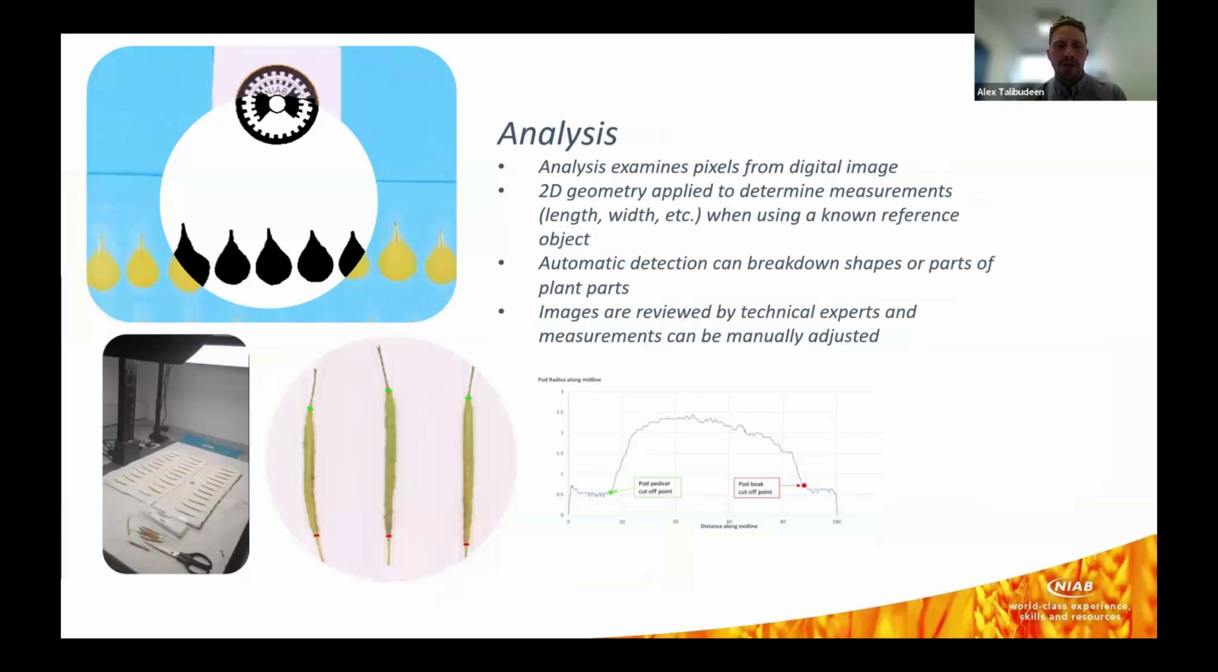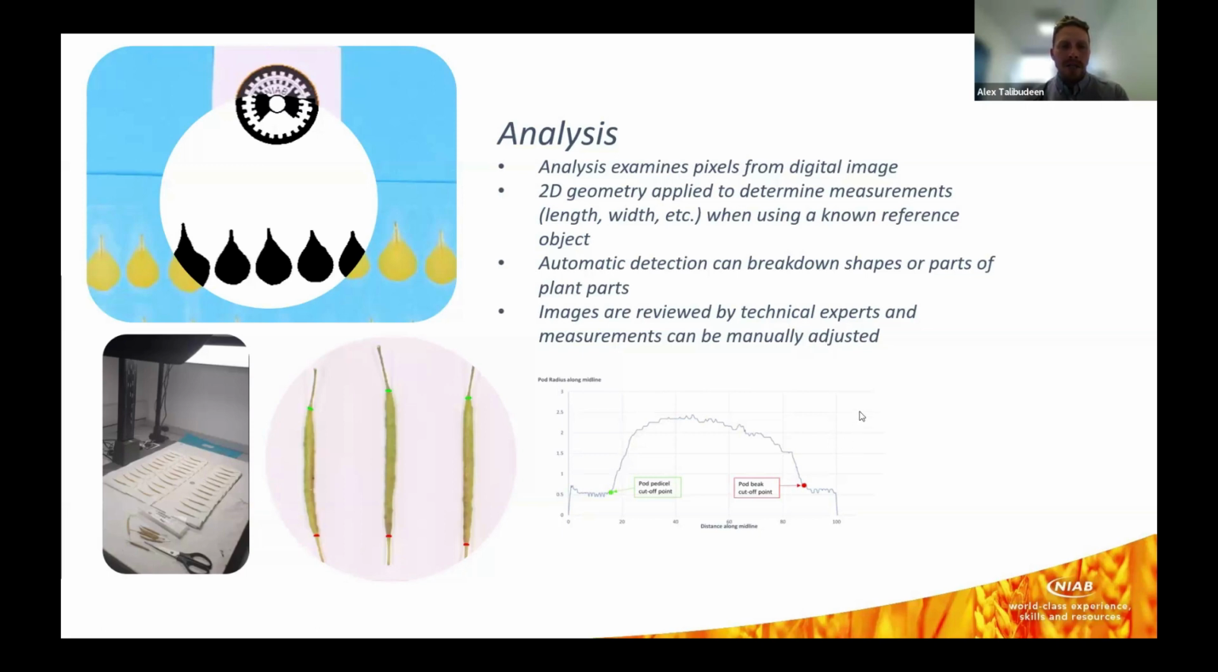So I haven't covered what software we use, but we have a bespoke software that's been developed by a software developer, and it's based around using object libraries to build in the analysis. It uses the concept of examining the pixels of an image and using the 2D geometry to determine measurements when there is a known reference object of a particular size.